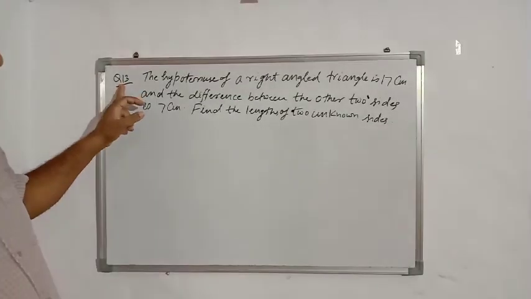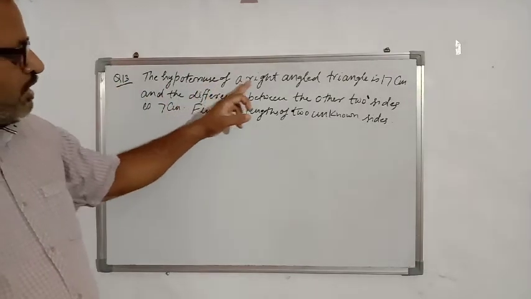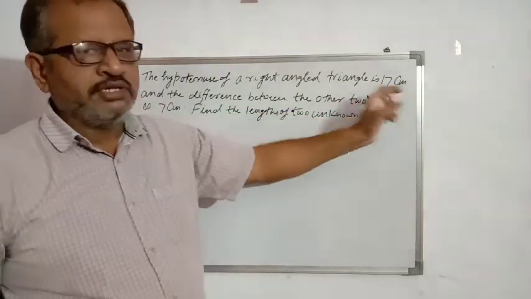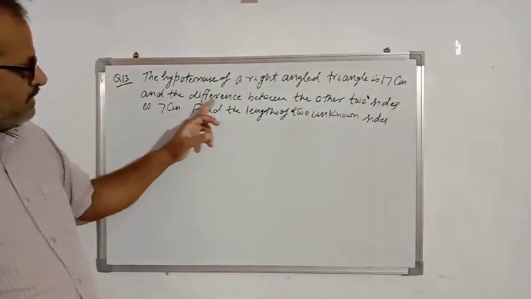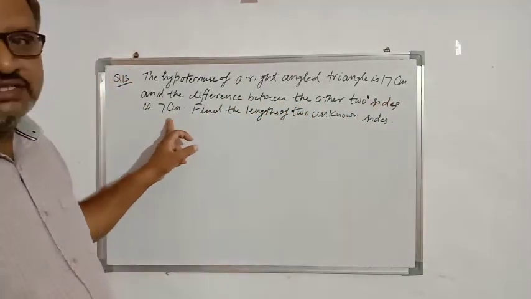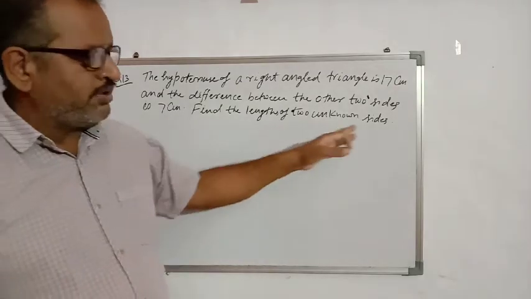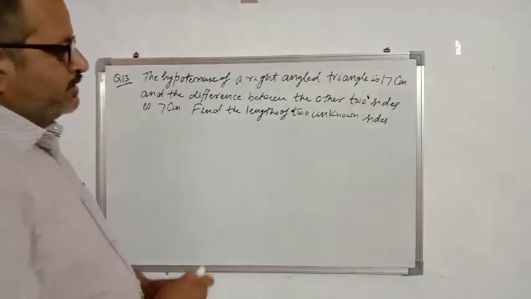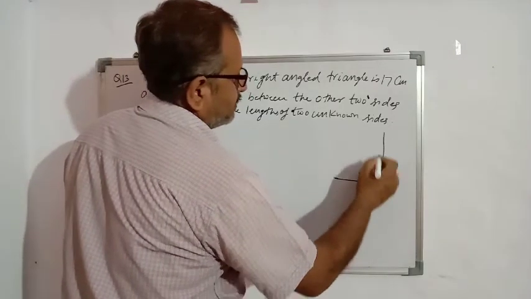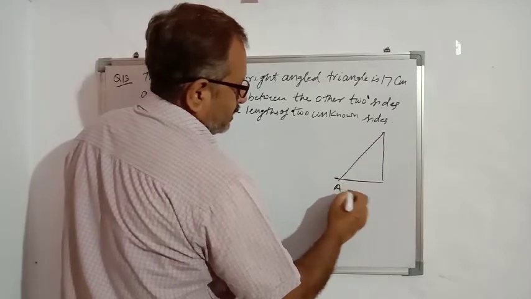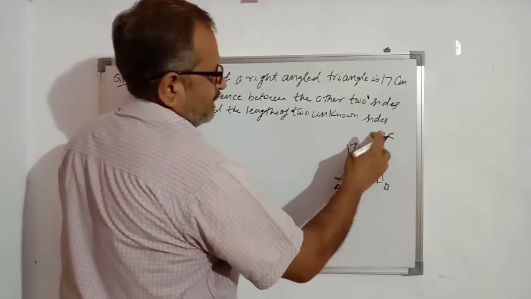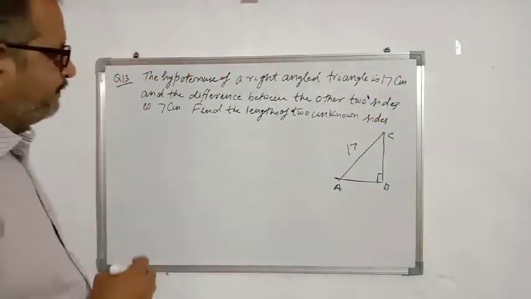See question number 13. The hypotenuse of a right angle triangle is 17 centimeter. In a right angle triangle, the hypotenuse is 17 centimeter, and the difference between the other two sides is 7 centimeter. Find the lengths of the two unknown sides. So we can make a right angle triangle. ABC is a right angle triangle. This side is 17. Hypotenuse is given, 17 centimeter.